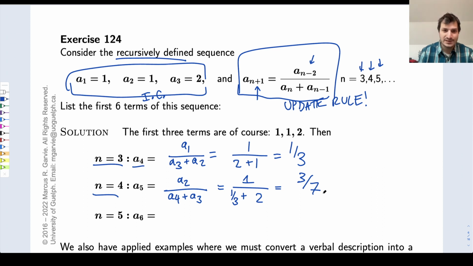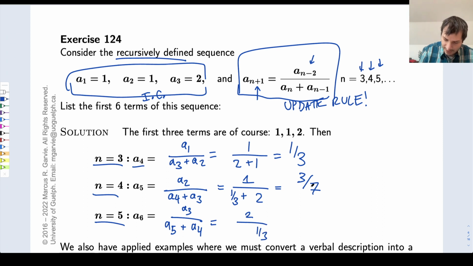Okay, last but not least, let's do one more example. When n equals 5, the formula says a6 equals a_{n-2}, which is a3 in this case, divided by a_n plus a_{n-1}, where a_n is a5 and a_{n-1} is a4. So a3 divided by a5 plus a4. In this case, a3 is 2, a4 is 1/3, and a5 is 3/7. And again, with more fraction math, you get 21 divided by 8. So this is an example of getting the whole sequence using the update rule and the initial conditions.